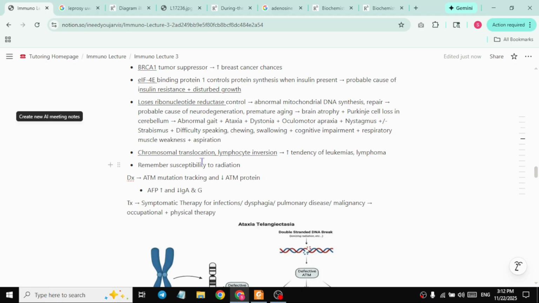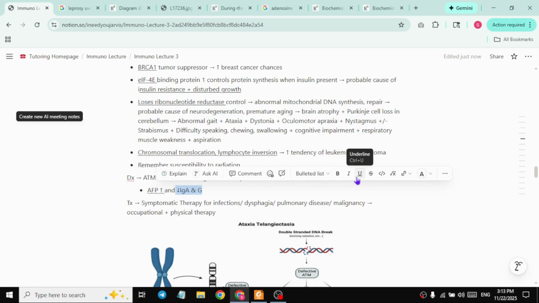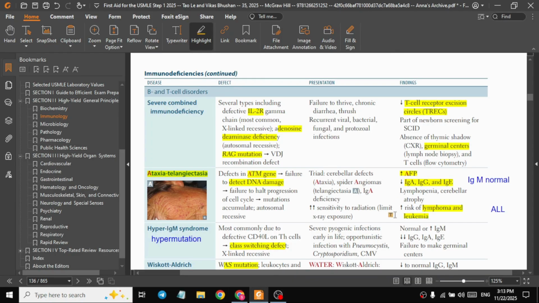Okay, and then a couple of things that you can do is ATM mutation tracking, where you see the ATM protein within the body being decreased, right? Couple of main things. AFP, I think this is the most diagnostic thing about it. AFP is going to be high, while IgA and IgG are low. Those are the only two immunoglobulins that are actually low. The others are maintained, right? IgA, G, and E are usually low, and IgM is usually normal, which basically means the class switching that is supposed to happen is not working anymore, right?